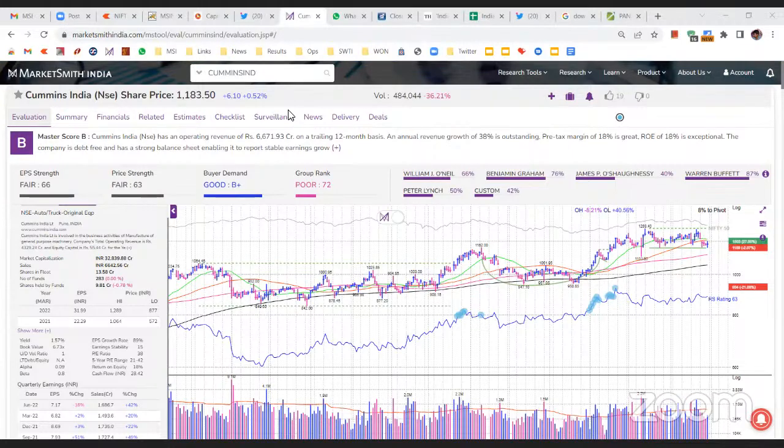Coming to the stocks, yeah, there are many stocks. I'll take Gujarat Alkalis.